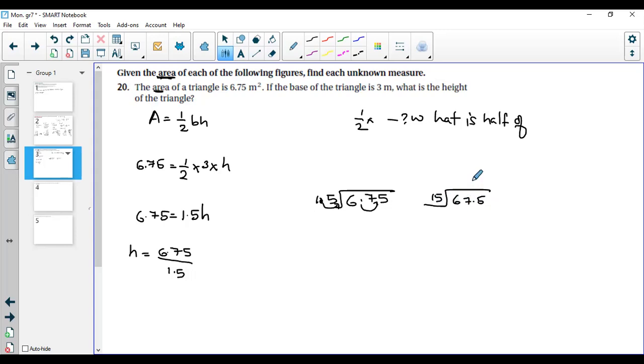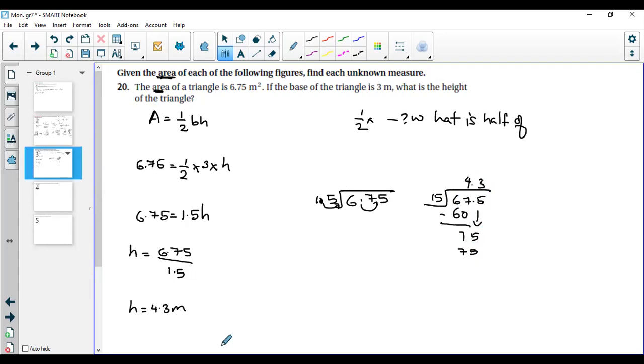So you cannot divide 6 by 15. 67 divided by 15, I think will give you 4. So this will give us 67. Bring down the 5. Don't forget to put the decimal point. So 75 divided by 15 is 3. So the height is going to be 4.3 meters. This is how you work in a reverse way. They have given you the area. You need to find the height or the base. All right.